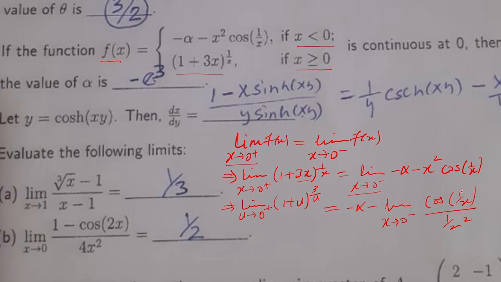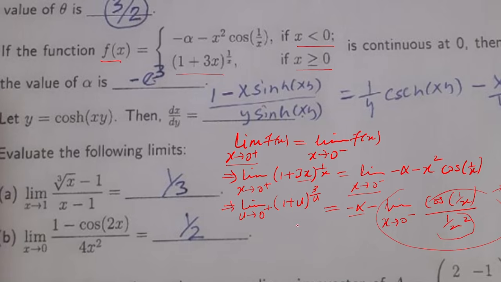As x approaches 0 from the left, 1 over x gets very large. So the cos value oscillates between minus 1 and 1. Cos 1 over x is a bounded value. Even if it oscillates, it is bounded from minus 1 up to 1. And the denominator gets very large. So a bounded value, a value that oscillates within a bounded interval, divided by a very large number, goes to 0. Therefore, this limit goes to 0 and it remains minus alpha.